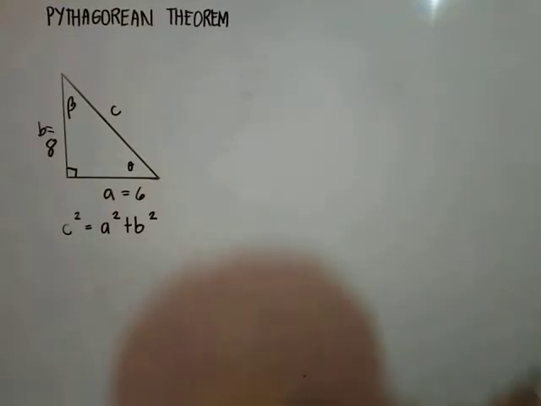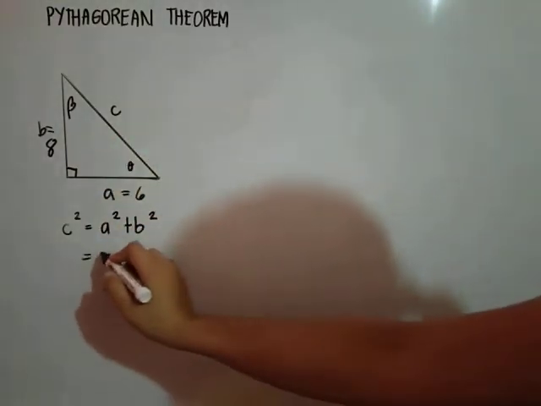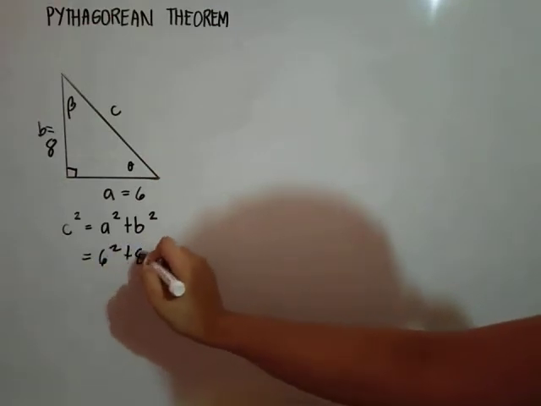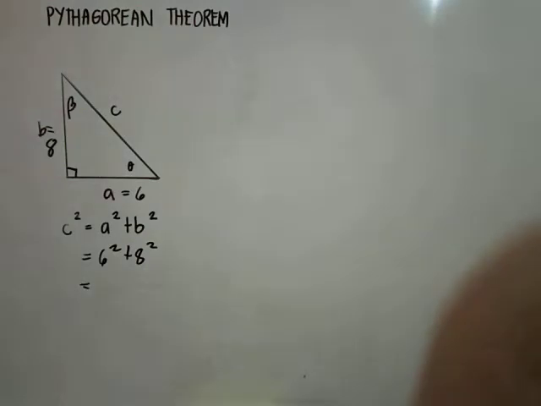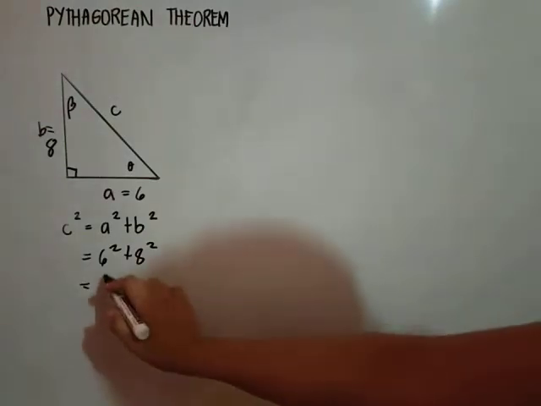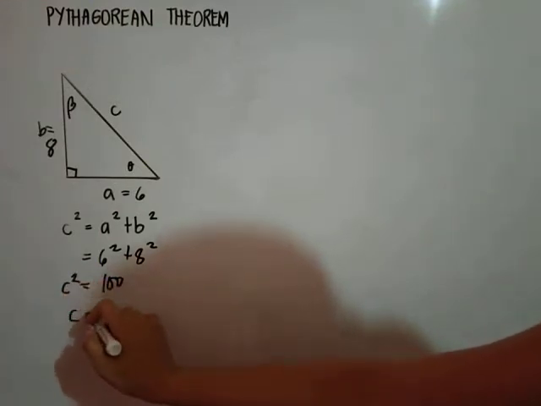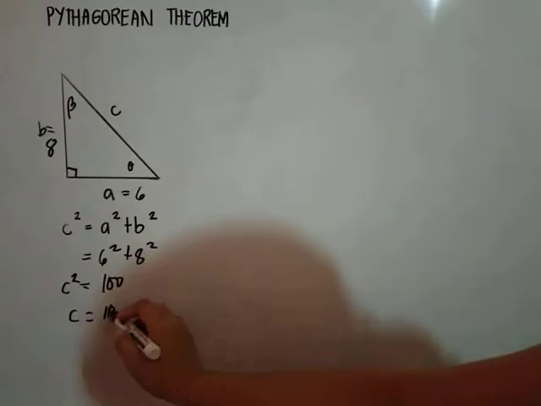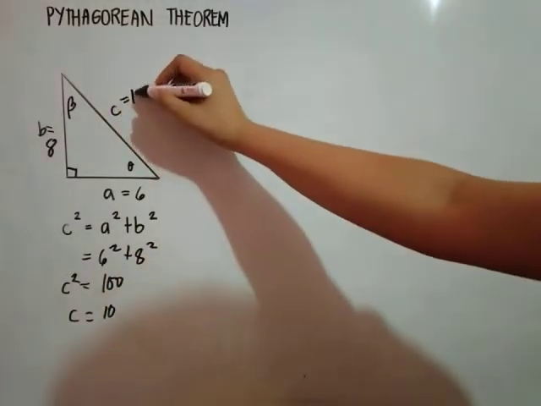So, kunin natin C. So, we have 6 squared plus 8 squared. So, therefore, 36 plus 64. So, we have 100. So, square root of 100, 'di ba, si C squared to? So, to get C, we have 10. So, therefore, 10 pala to.